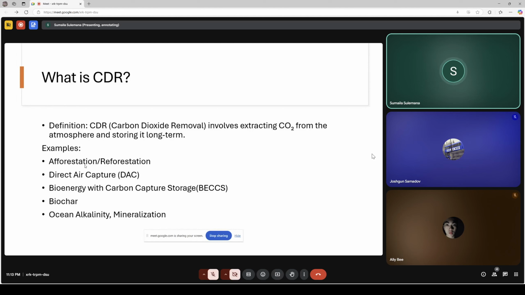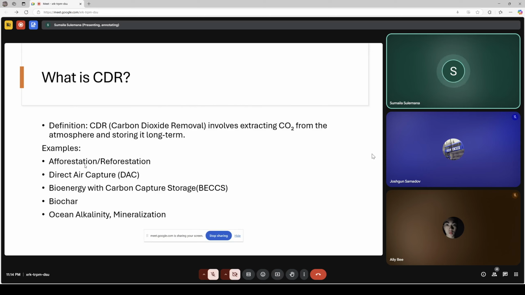Direct air capture, on the other hand, is, I would say, a relatively new technology being developed in the recent past, that captures CO2 from the atmosphere directly. We'll go into a bit more detail on that.